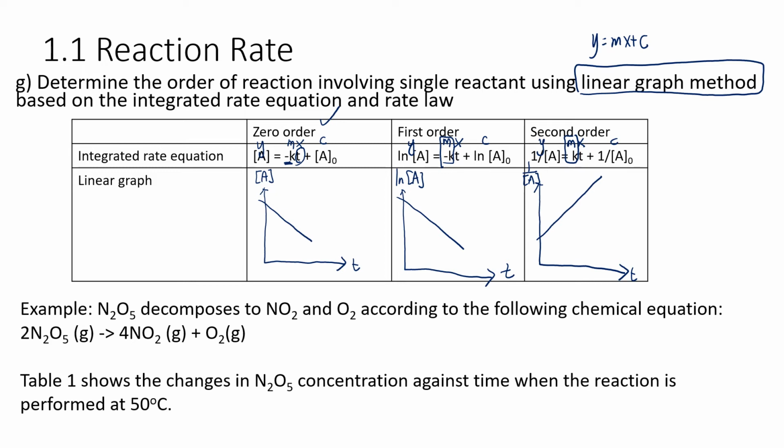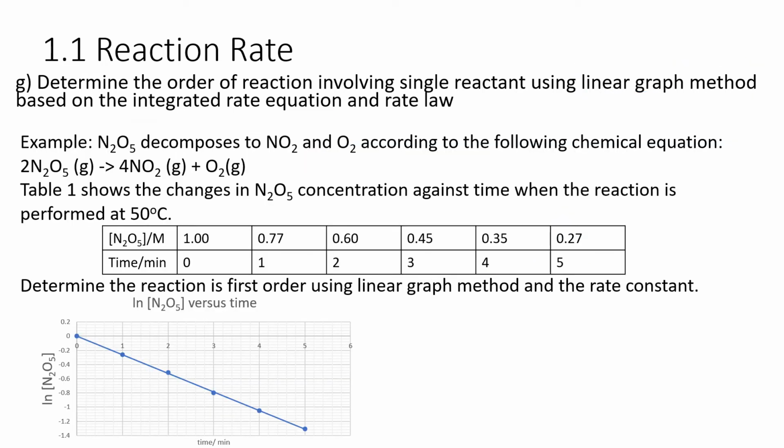So, an example of the question. The question asks you to show the change in concentration of your reagent N2O5 against time, and they give you a table to show the changes in concentration of the reagent against time, and ask you to determine that the reaction is first order using the linear graph method, and find the rate constant k for the reaction.